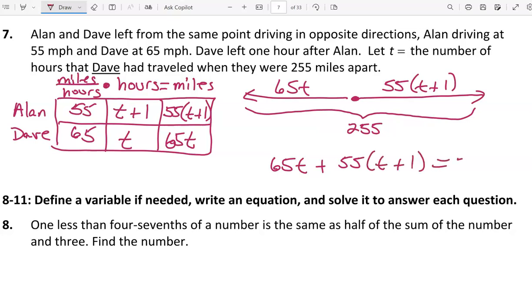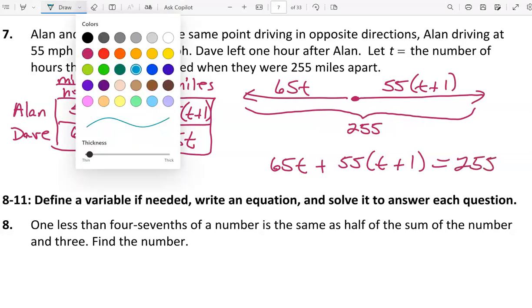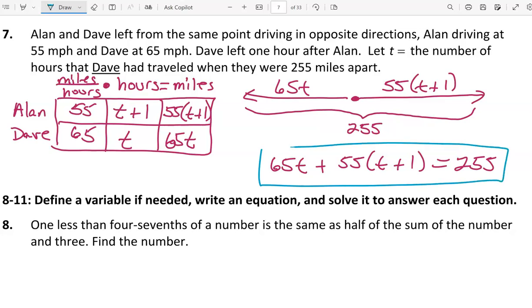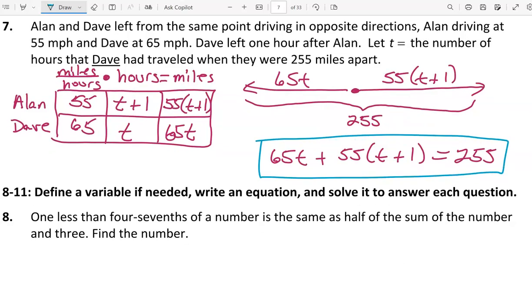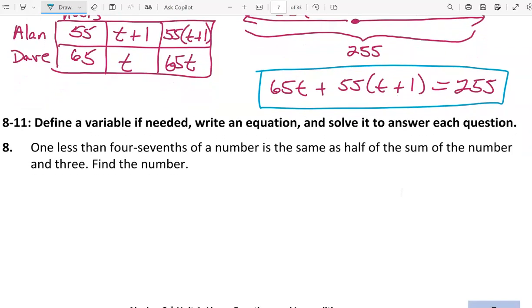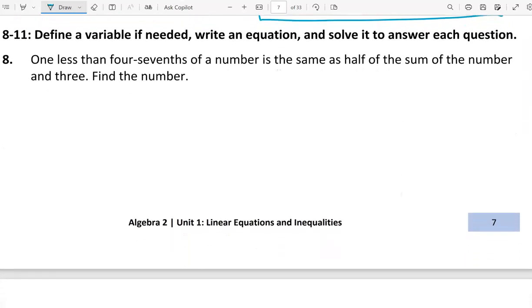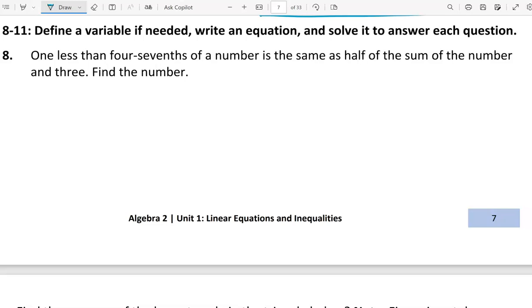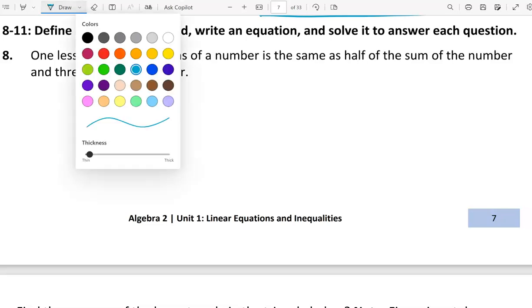So the two smaller distances added up are equal to the larger distance. And there's our equation. All right, in 8 through 11, we are actually defining our own variable and then using it to write an equation and solve to answer each question.